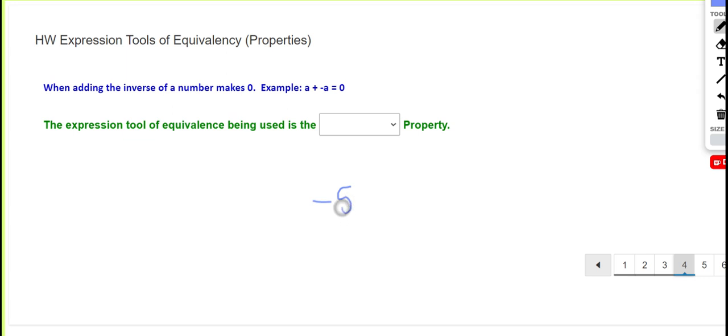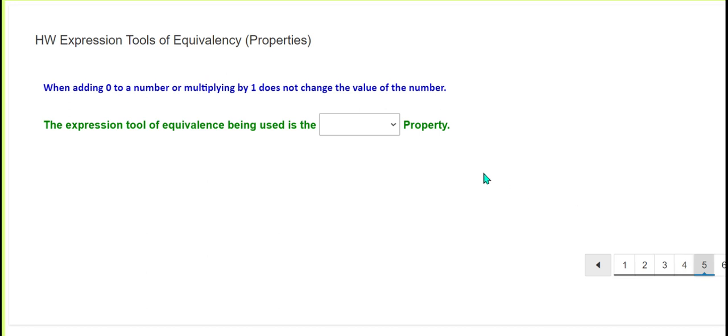Negative 5 plus 5, these are inverses. When you add inverses, they give you 0. That is the inverse property. It's how you cancel something, and that's something we can do in math.